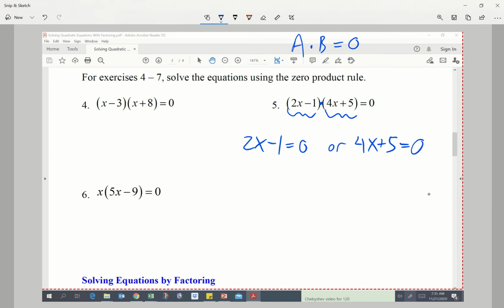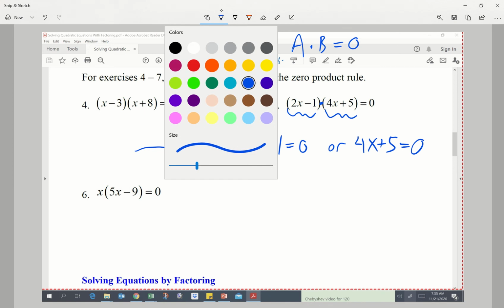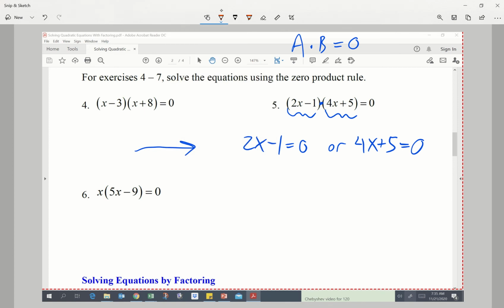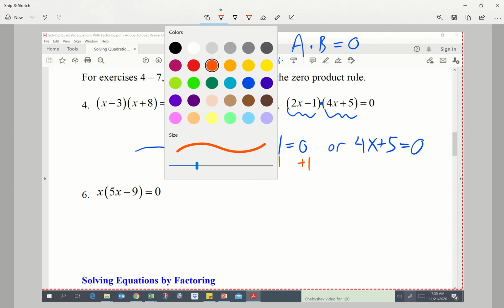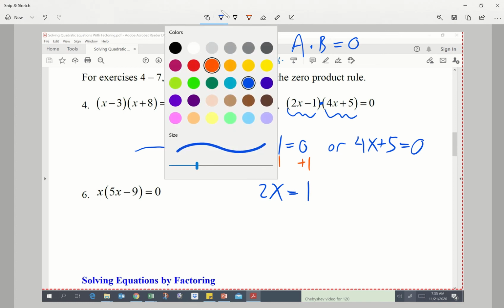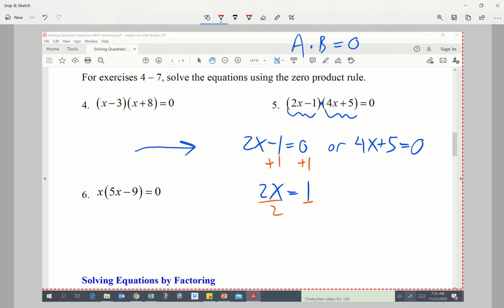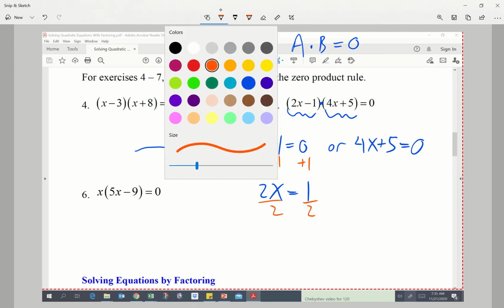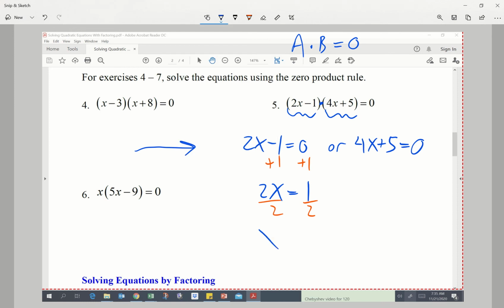What's nice is if we look at this line right here, individually each one of those equations is a simple linear equation. And those are things that we know how to solve. For example, to solve the first one, we want to get x by itself. You would simply add 1 to both sides. That would give us 2x equals 1. And then lastly, to get the x by itself, we would divide both sides by 2. We would get x equals 1/2.